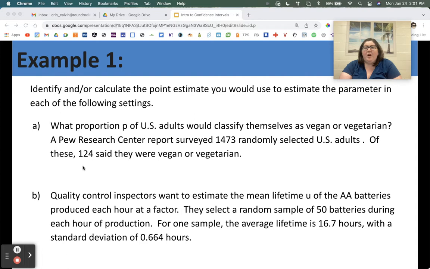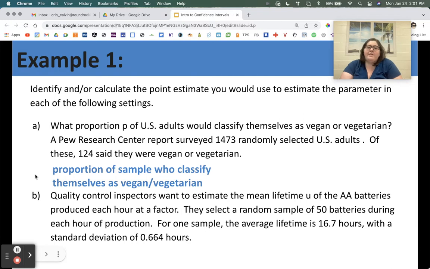All right, so in that situation, our parameter, the thing that we're trying to find out, is the proportion of all US adults who say that they're vegan or vegetarian. But obviously, it's really hard to actually find out from all Americans. So we're going to take a sample. Our point estimate would be the proportion of the sample who say that they're vegan or vegetarian. We calculate that by doing the number who said they were vegan or vegetarian divided by the total. So 124 divided by 1473, which is 0.084. So that 0.084 is our point estimate for that proportion we're looking for.